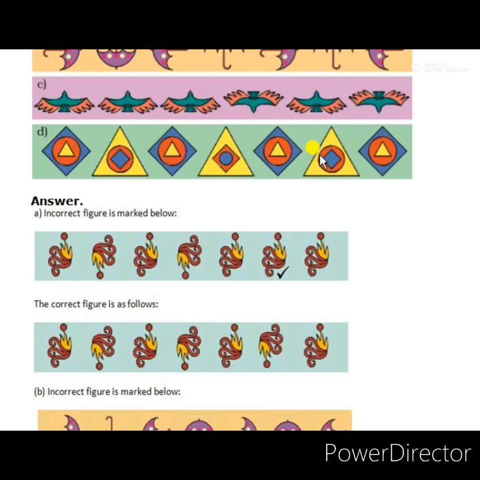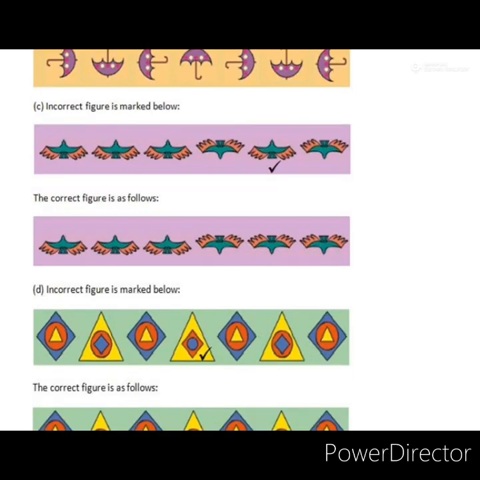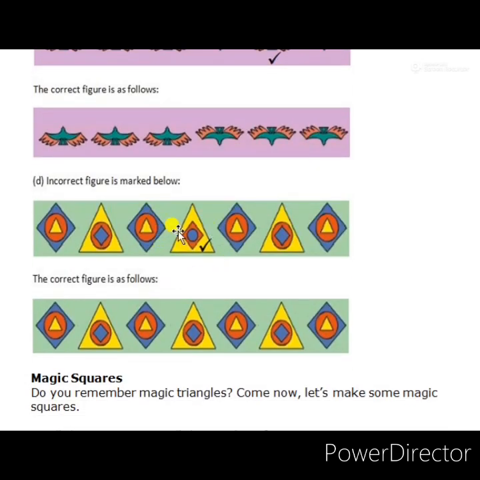Now observe the third triangle: the first and the third triangles are the same. Yellow triangle, inside that an orange circle, and the purple diamond shape. That means the first triangle and the last triangles are the same. So which one is the incorrect figure? The fourth figure, or the second triangle, is the wrong one. We have to put a tick mark on the incorrect one, and the correct pattern we have drawn here. This is the correct pattern that follows the rule.